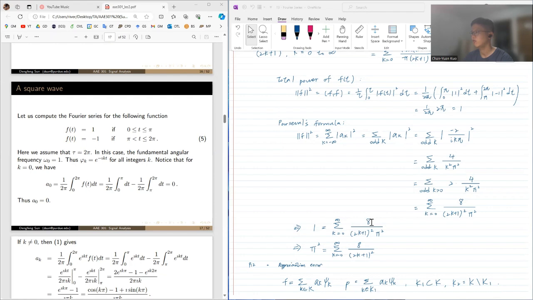And so that's why we have this equality that says 1 will equal the summation of 8 over the square of 2k plus 1 times the square of pi, and k is from 0 to infinity. And if we move the pi squared in the denominator on the right-hand side to the left, we will get this beautiful equation that says pi squared will equal the summation of 8 over the square of 2k plus 1, and k is from 0 to infinity.